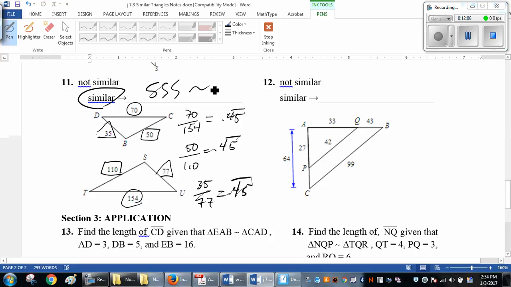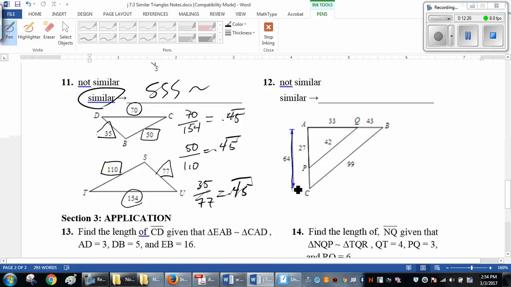All right, and number 12. Let's go ahead and fill in what we know. Look at this, I got pieces. I got 27. I got 64. 64 is the side here, AC.